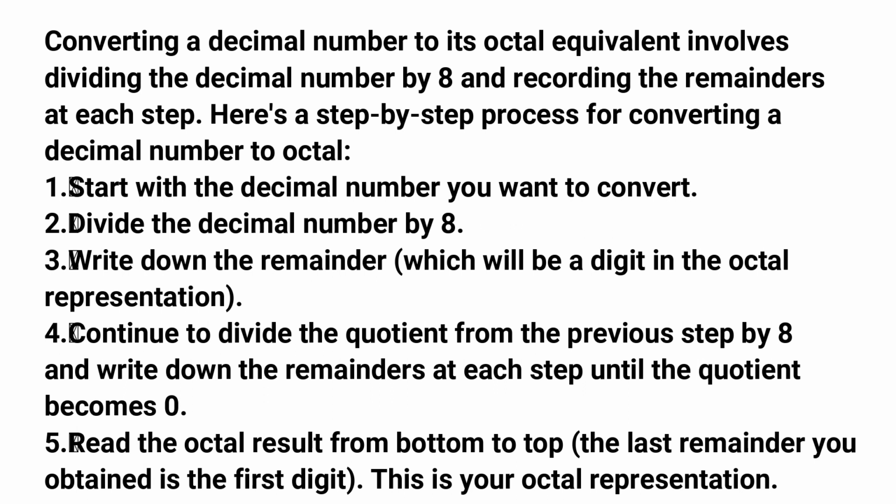Write down the remainder, which will be a digit in the octal representation. 4. Continue to divide the quotient from the previous step by 8 and write down the remainders at each step until the quotient becomes 0. 5. Read the octal result from bottom to top. The last remainder you obtained is the first digit. This is your octal representation.